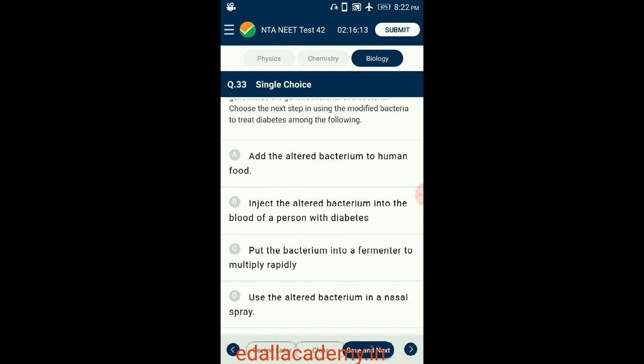So the answer for this question is option C. Put the bacterium into a fermenter to multiply rapidly. So the correct option is C.